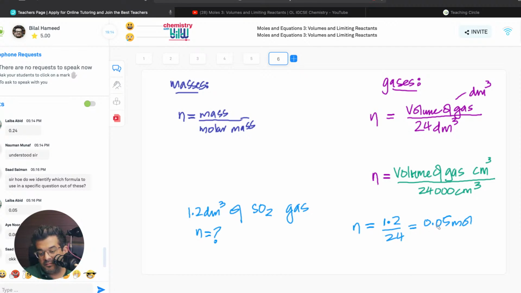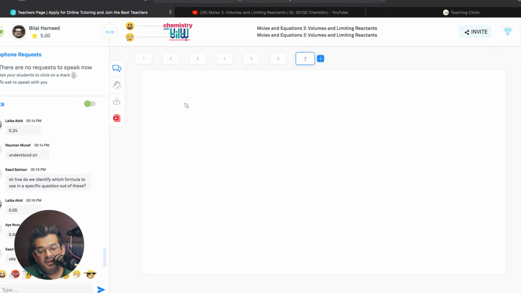0.05. So, if the question says what mass, if it has grams, you will use this formula. If it says volume of gas, you will use this formula. So if I'm giving you mass, for example, how do I know which formula to use when? Well, give me the moles of 16 grams of O2.